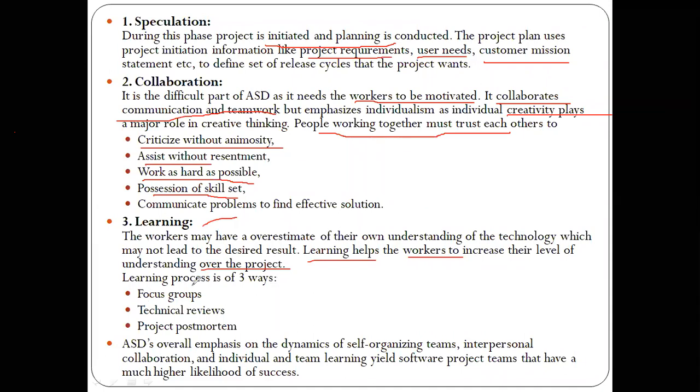So there are three processes. The learning process has three ways: focus groups, technical reviews, and project postmortem. Focus groups means all the team members are ready to work on some language, so you should learn that language. If you don't know it, and all are preferring to work on that particular technology, automatically you should learn. That is focusing on the group or team members.